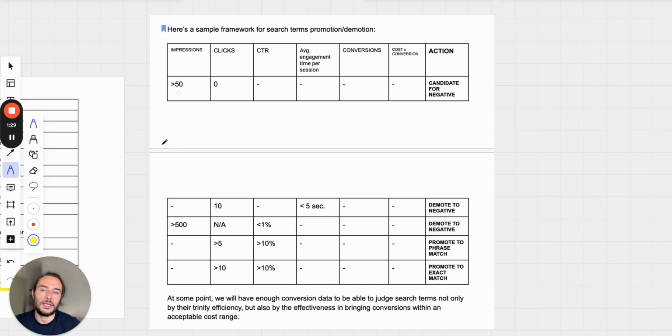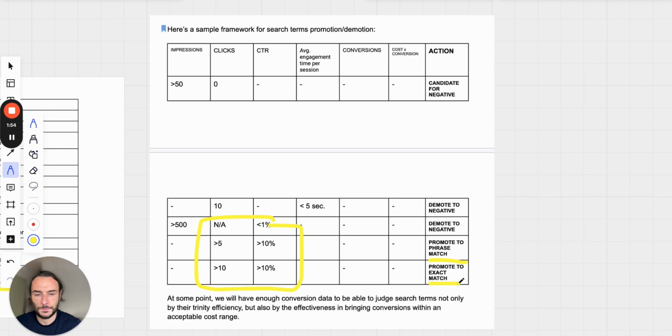You can see here that there are small rules. For example, if I have more than 5 clicks and my CTR is better than 10%, then I can think of promoting to a phrase match. Or if the clicks are more than 10 and the CTR is more than 10%, I can even think to promote to exact match immediately.